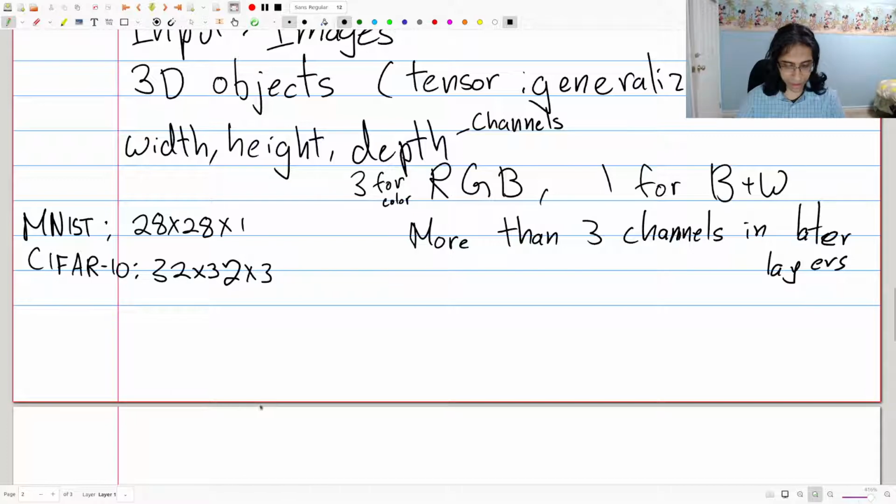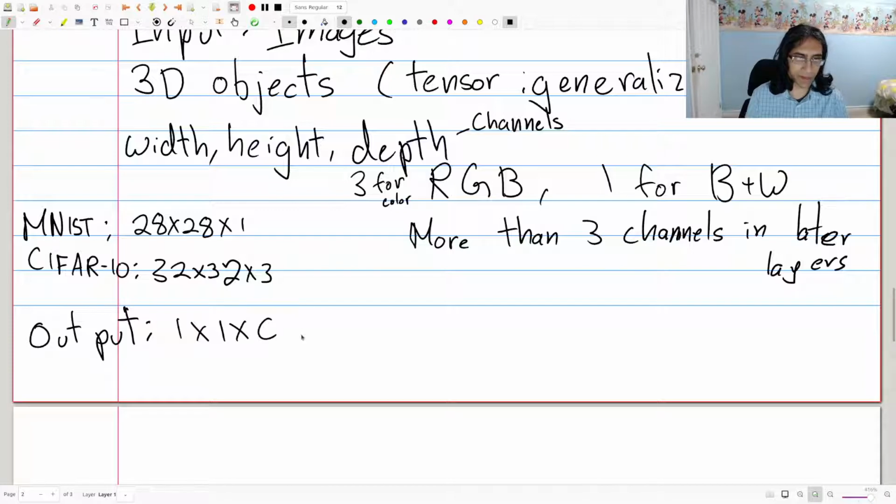So these are just the inputs. Like I said, later layers may have more than 3 channels, instead of just 1 or 3, and usually we will have more. And I'll note that the output will generally be a tensor of shape 1 by 1 by c, where c is the number of classes.